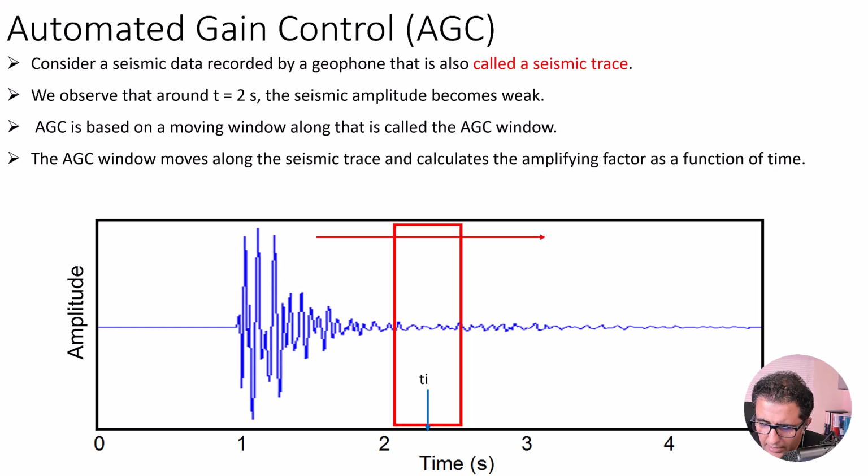So assume that here we consider a window with a specific length, say 200 milliseconds. And the center of the window is located at Ti. So what we can do is read the seismic amplitude at the time Ti. And now the idea is how we can calculate an amplifying factor in order to increase the seismic amplitude here.